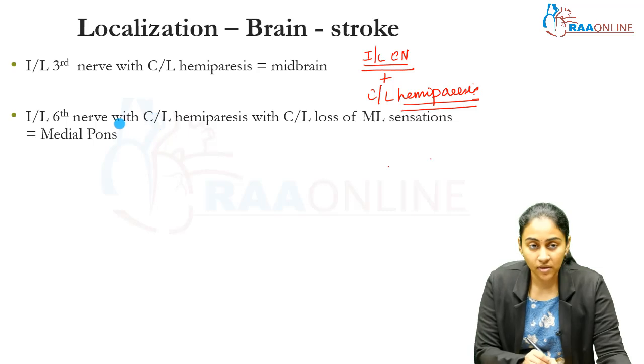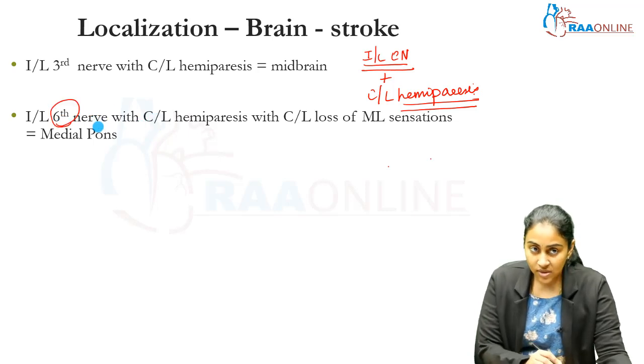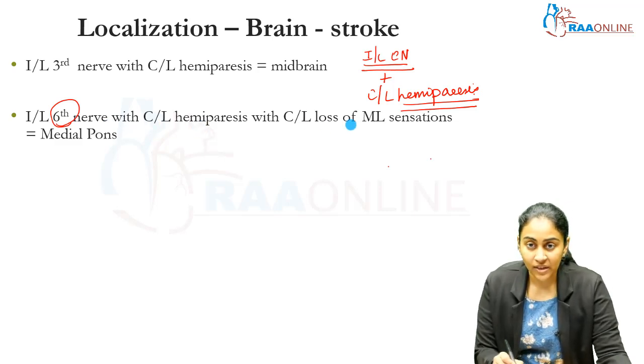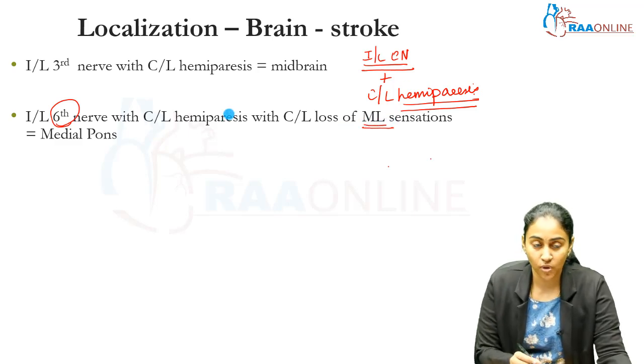Whenever you have an ipsilateral sixth nerve palsy, contralateral hemiparesis with contralateral loss of medial lemniscal sensations: remember, I told you 5, 6, 7, 8 is pons. So sixth nerve with a crossed hemiparesis is pons. In addition, there is contralateral loss of medial lemniscal sensations, which is present in the medial aspect of the pons. So this patient has a stroke in the medial pons.